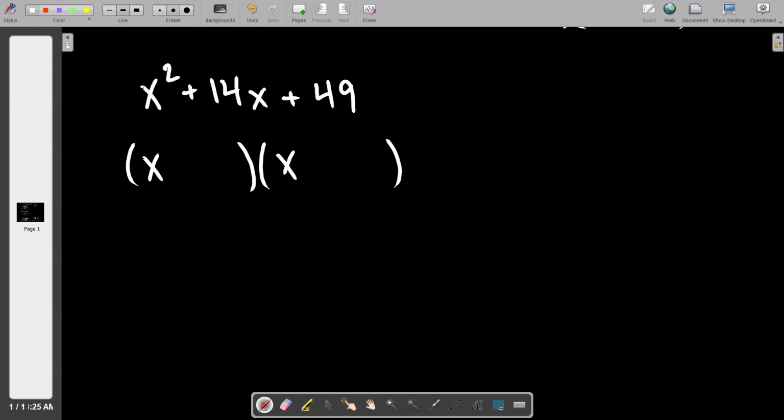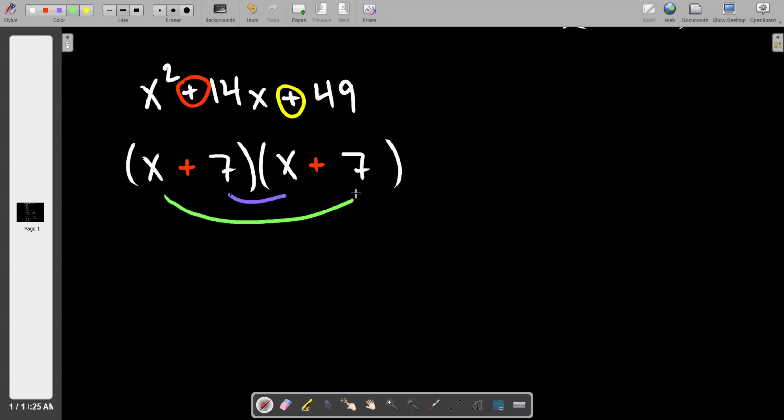When I look at the number in the back, it tells me they're both the same. The number in the middle then tells me that they're both pluses. And what numbers are we thinking of? 7 and 7. I'm trying to multiply to make 49, and 7 and 7 is probably the first thing that would come to mind. Now, this actually works because if you check out purple, you get 7x, and if you check out green, you get another exact identical copy, 7x, and two 7x's put together make 14x.